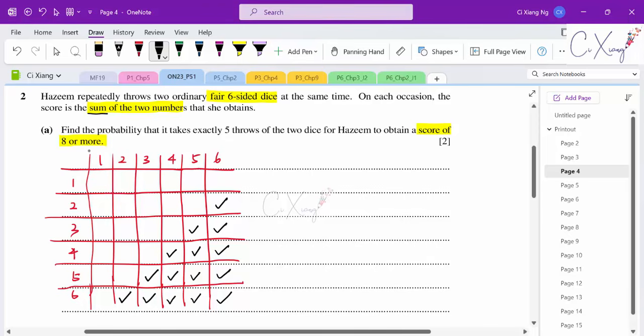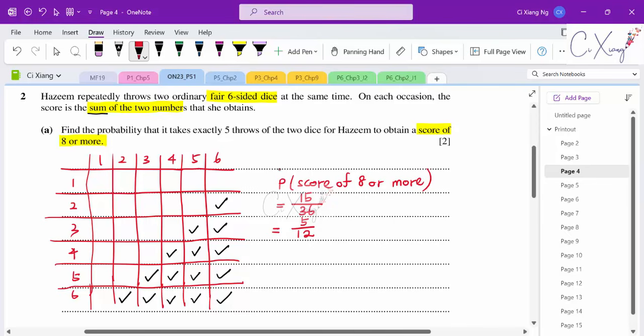Alright, so to get the probability, when you draw the possibility space diagram, you can just count how many cells that you want out of the total cells. So if you count all the black color ticks here, you should see that I have 15 cells with black ticks divided by the total outcome. The total outcome will be 6 times 6, which is 36. So you can further simplify it to become 5 over 12. Okay, so this is the probability where our score is 8 or more.